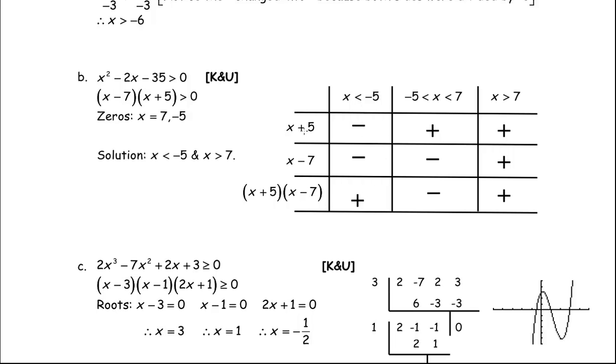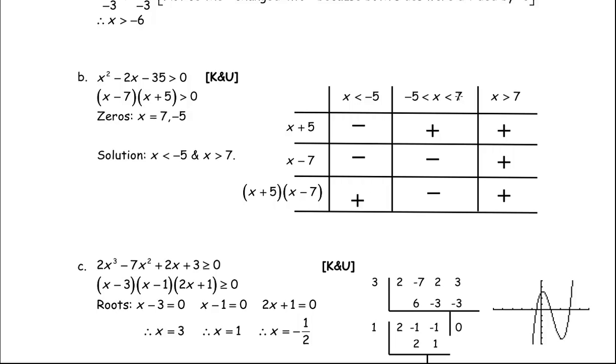So for x plus 5, if you think of a number below negative 5, like let's say negative 6 or negative 7, if you put those in place of x, negative 6 plus 5 is negative, so it's negative in that interval. If you take a number below negative 5 and subtract 7, it's also negative. For example, negative 10 minus 7 is still negative. Now, this is the product of these two, so a negative times negative is positive. So that's positive on that interval.